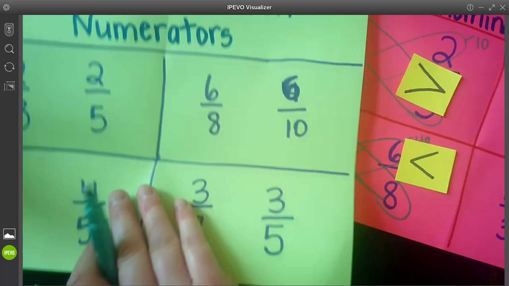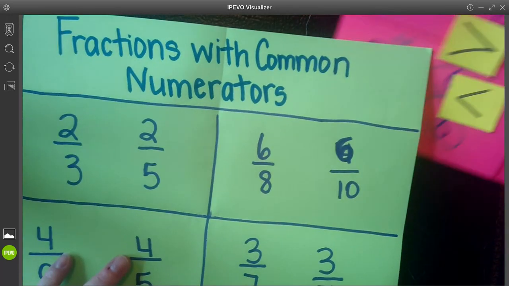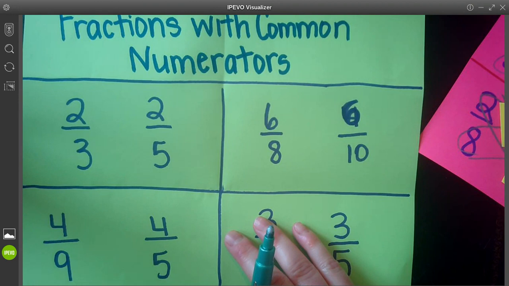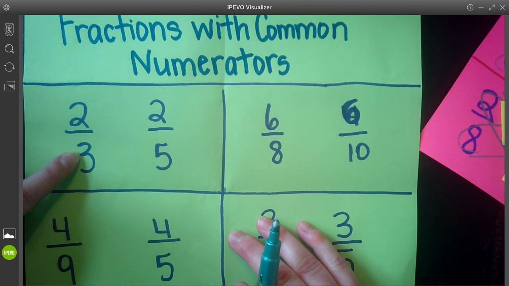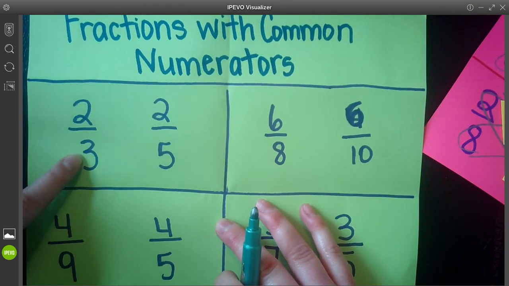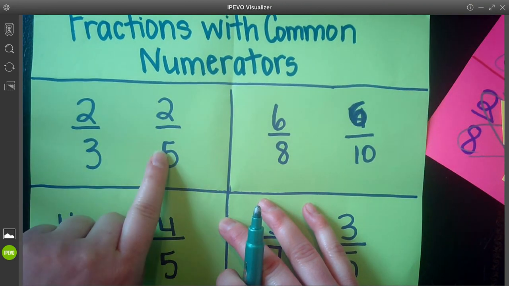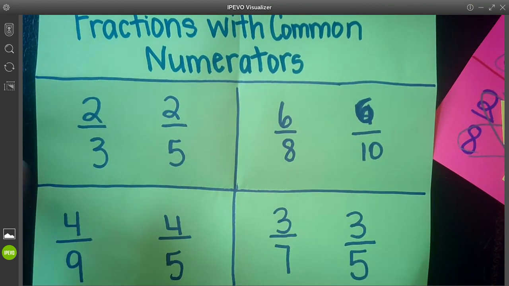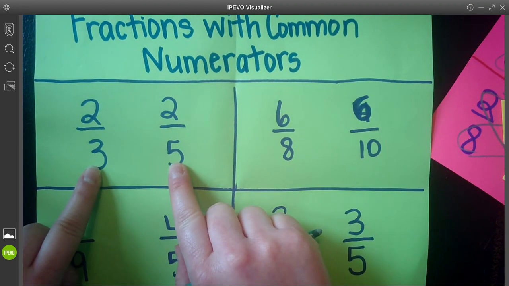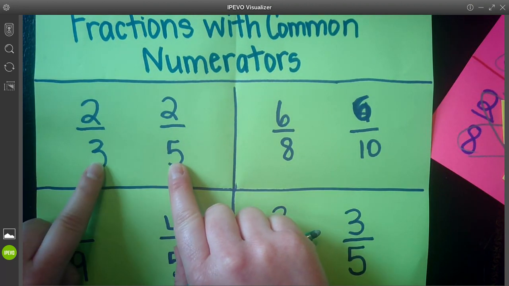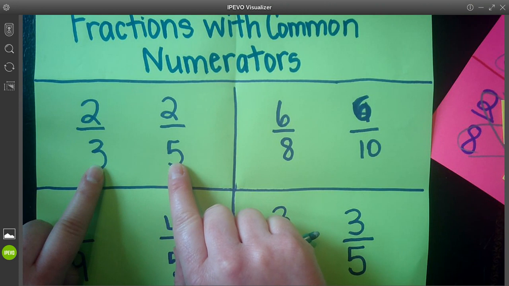Okay, I'm going to change it up on you just a little bit. What if now I have fractions with common numerators? Remember, numerator, denominator. Well, first of all, if I have 2/3 or 2/5, if I have a pizza, would I want to split it with 3 people or 5 people? I want to split it with 3 people, right? Because I'd get more of it.